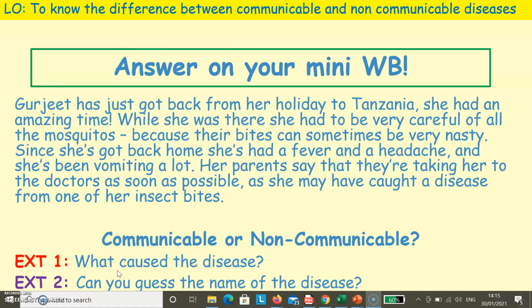So what caused the disease was what? A protozoa, Plasmodium, which was carried by the vector, the mosquito. Can you guess the name of the disease? Of course, the disease is malaria. And malaria is a communicable disease because the organism that causes malaria, Plasmodium, can be passed from one person to the other. So we say it is what? A communicable disease. Excellent, amazing.